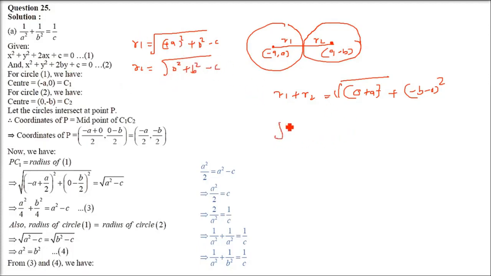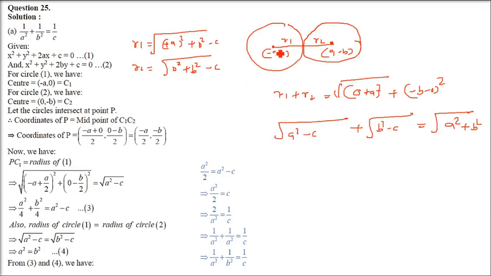Now just put it here: under root a square minus c plus under root b square minus c equals under root a square plus b square. Now we just need to solve it and we will get the final result. Let me solve it. So we will square both the sides. We have to square it twice, I guess. I can see that the first one is the answer, so we have to get to that answer.